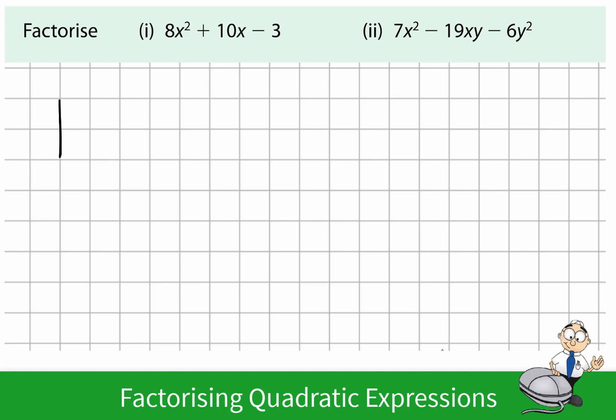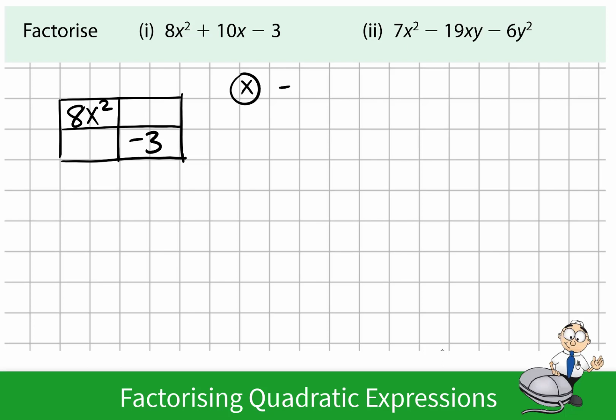And these are the last two examples. So we're asked to factorize 8x squared plus 10x minus 3. Again, we know that the 8x squared goes in the first box, the negative 3 goes in the opposite corner of the diagonal. When we multiply this diagonal, we get the same as the other diagonal, and we get negative 24x squared. That's negative 3 by 8x squared. We want this to add up to plus 10x.